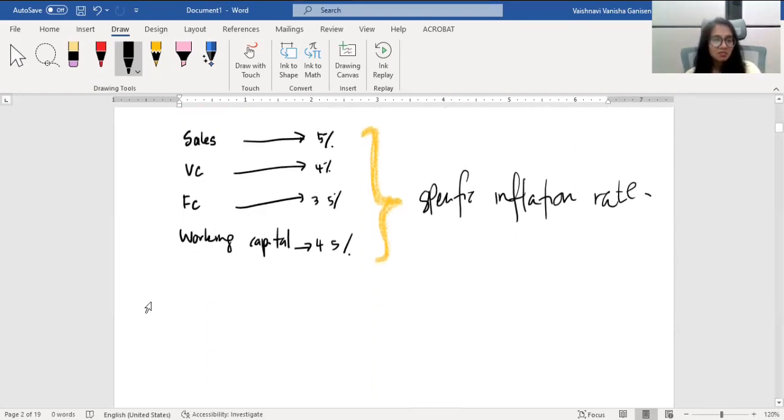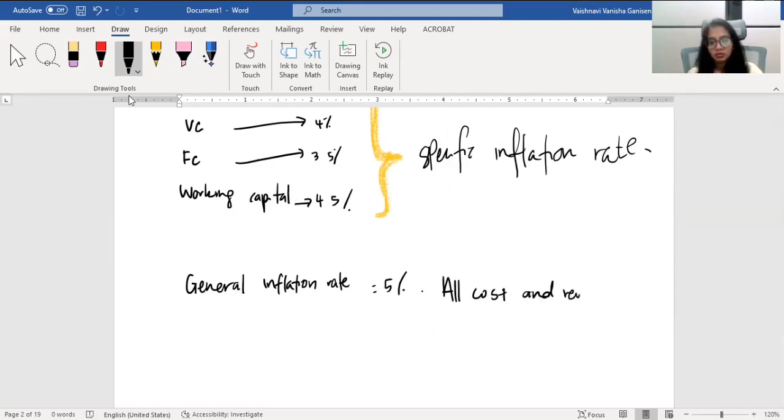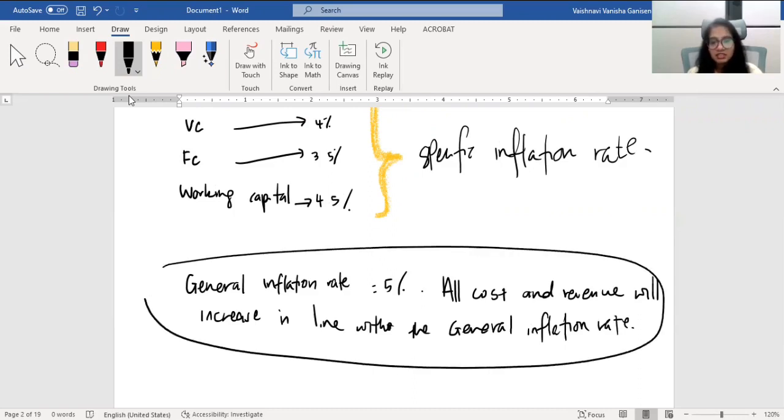Whilst if the examiner says the general inflation rate is 5%, and then he continues to say all costs and revenue will increase in line with the general inflation rate, it means that all your sales, variable cost, fixed cost, working capital, each and every one of them will increase by the same percentage of 5%.